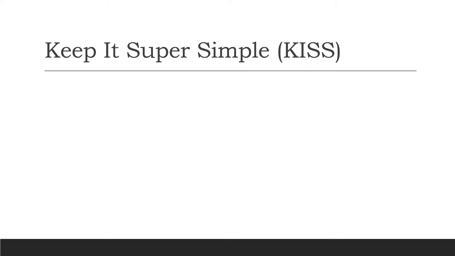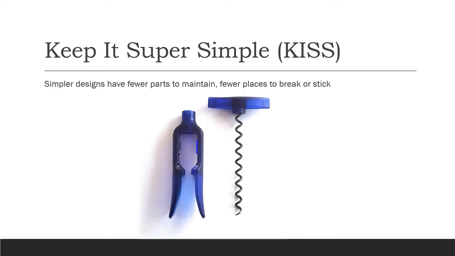The first principle of design is to keep it super simple. Simpler designs have fewer parts to maintain and fewer places to break or stick. One of my favorite examples of a super simple design is this wine bottle opener. It's super simple because it only has two parts. Each part is solid, and so it's relatively indestructible. And it's also super simple to use. Let me show you what I mean.